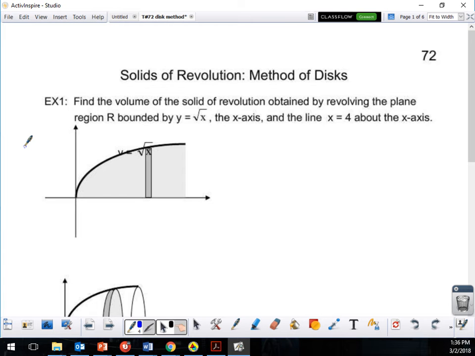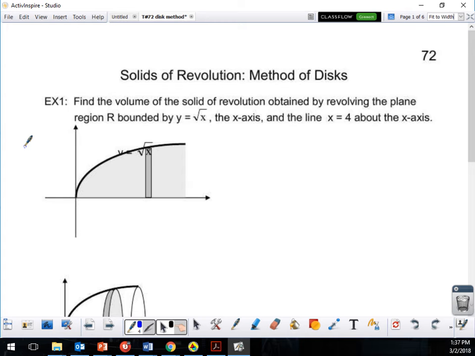Is your bag organized now? Okay. All right, so find the volume. Now I'm gonna show you guys the cheat for this, because if you look at it like this, everything becomes easy.